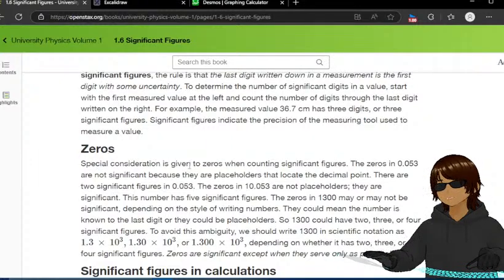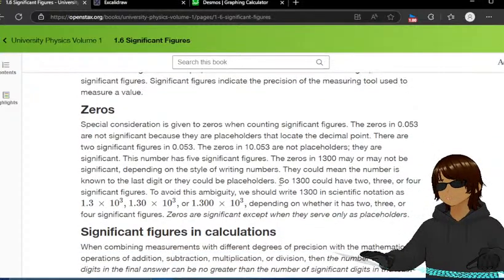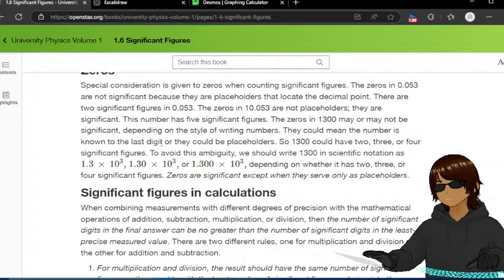Special consideration is given to zeros when counting significant figures. The zeros in 0.053 are not significant because they are placeholders to indicate the decimal point. There are two significant figures. The zeros in 10.053 are not placeholders, they are significant. This number has 5 significant figures. The zeros in 1300 may or may not be significant, depending on the style of writing numbers. They could mean the number is known to the last digit, or they could be placeholders. So 1300 could have 2 or 3 or 4 significant figures.